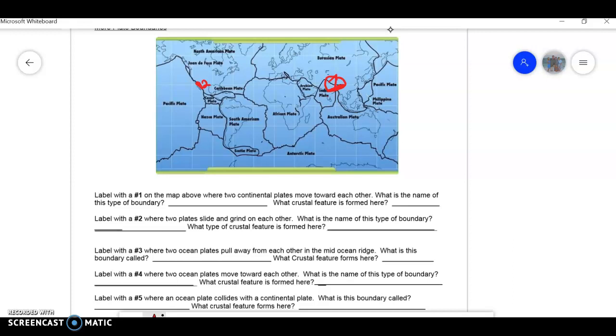Andreas fault. Number 3, where 2 ocean plates pull away from each other in the mid-ocean ridge. What is the boundary called? It's a divergent boundary. And what crustal feature forms here? The mid-Atlantic ridge. So you've got to go find the middle of an ocean plate. The middle of the Atlantic Ocean's right here. So we would have the mid-ocean ridge, mid-Atlantic ridge right there would be one.